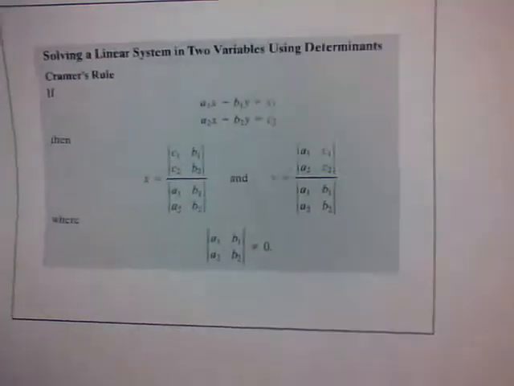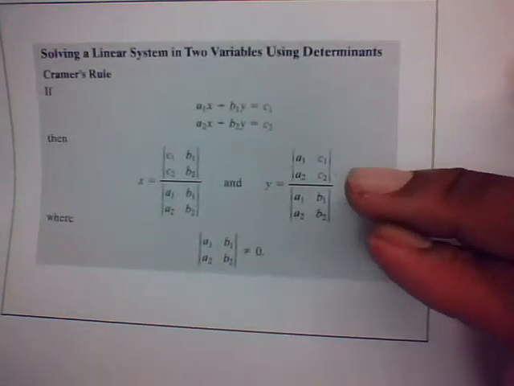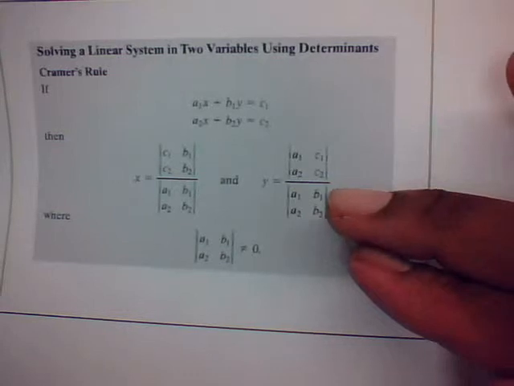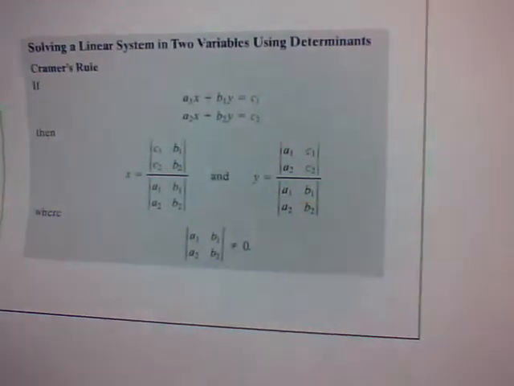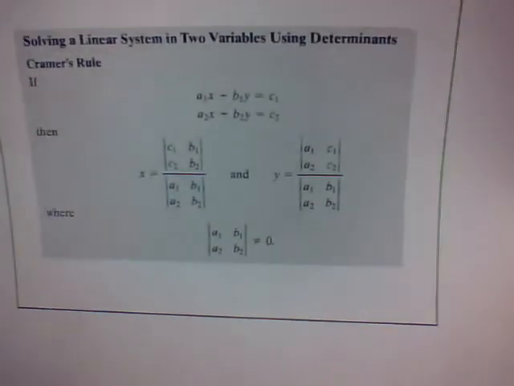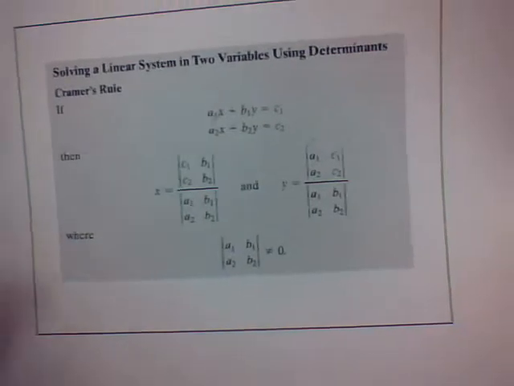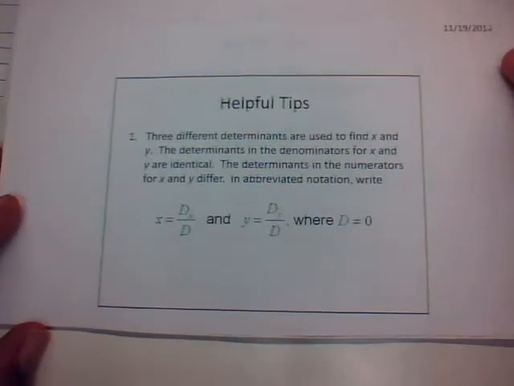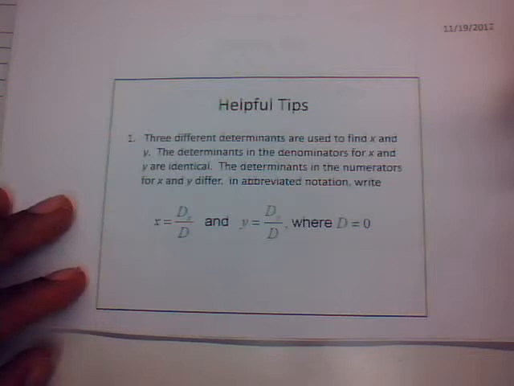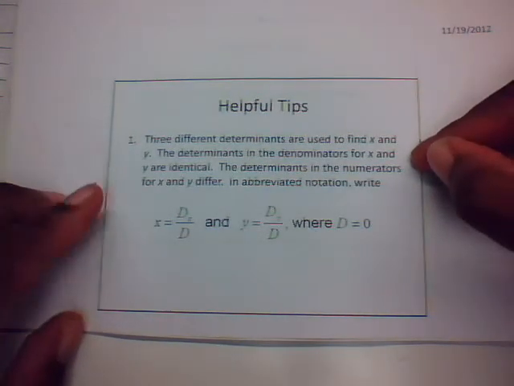And y is going to be the determinant of a1, a2, c1, c2, divided by the determinant of a1, a2, b1, b2, where the determinant of a1, a2, b1, b2 is not equal to 0. Now, that might be a little bit confusing, but what does all of this mean? Okay, here's some helpful tips. There are 3 determinants that are used to find x and y. The determinants in the denominators for x and y are identical.